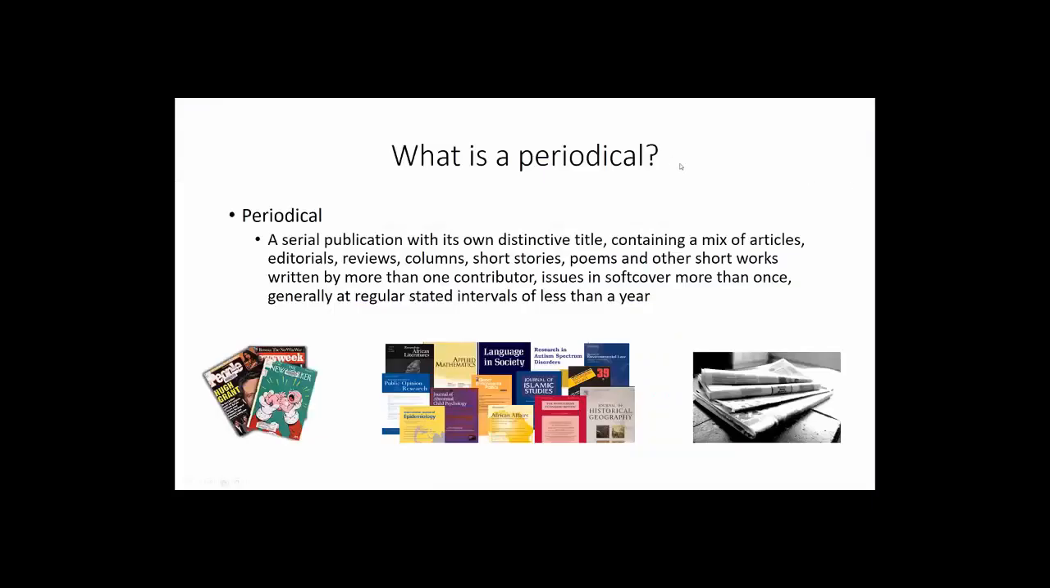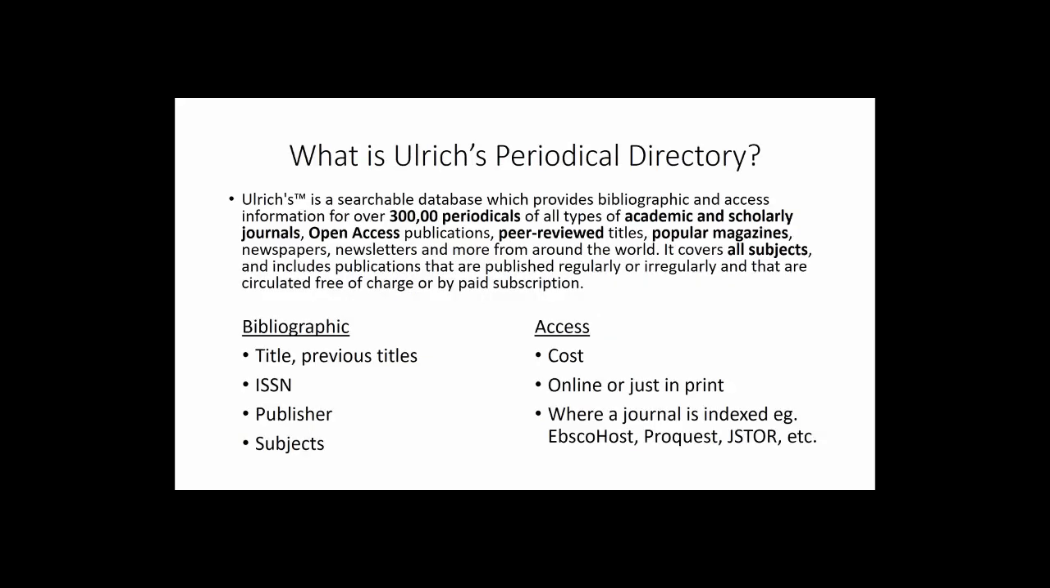And before we get started, I suppose we should go over the definition of a periodical. A periodical is a serial publication with its own distinct title, containing a mix of short works written by more than one contributor, issuing more than once, generally at regular stated intervals of less than a year. With that in mind, Ulrich's Periodical Directory is a searchable database that provides information about all those different journals, serials, and periodicals. You'll find bibliographic information like title changes, ISSN, publisher and subjects, and access information such as subscription costs, whether it's available online or just in print, and where you'll find it indexed.